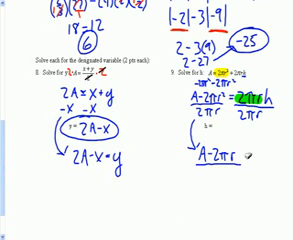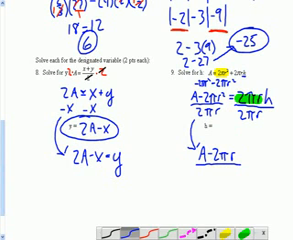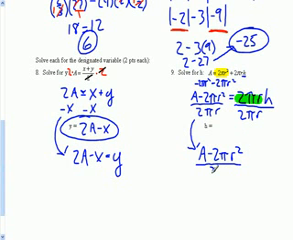And once again, my 2 looks hideous. Oh, my kingdom for a 2. There we go.